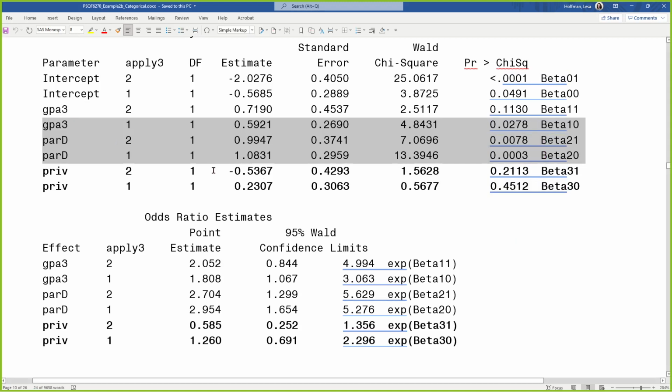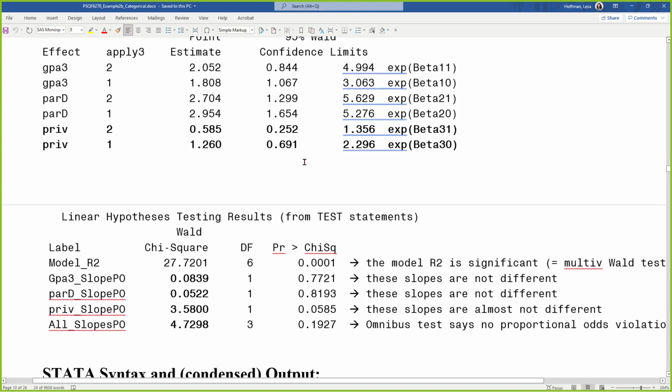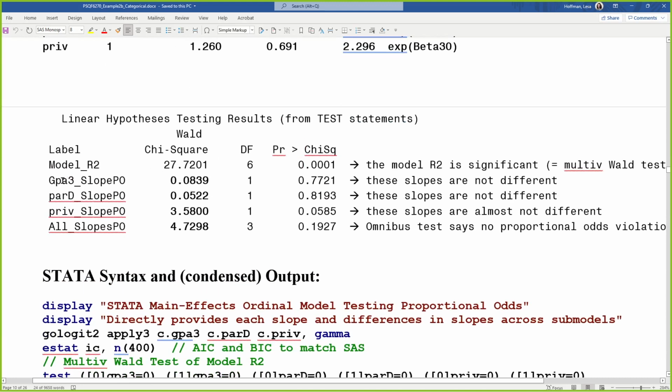So SAS directly gives us the slope for each submodel. I then did significance tests separately via those test statements to test the difference in the slopes. And those are in chi-square test statistics. And it looks like 2 of the 3 are not different. So the slope for GPA is not different across submodels. That's what this p-value of 0.08 is telling me.